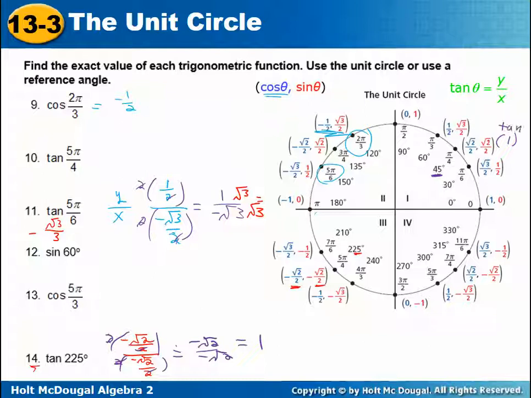You might want to take your unit circle, and as you find some of these, write down what the tangent would be for each of them. It might be helpful. So the tangent is 1 on this. Now, it says that you could also use a reference angle. So what would that mean? Let's do number 13 with a reference angle.